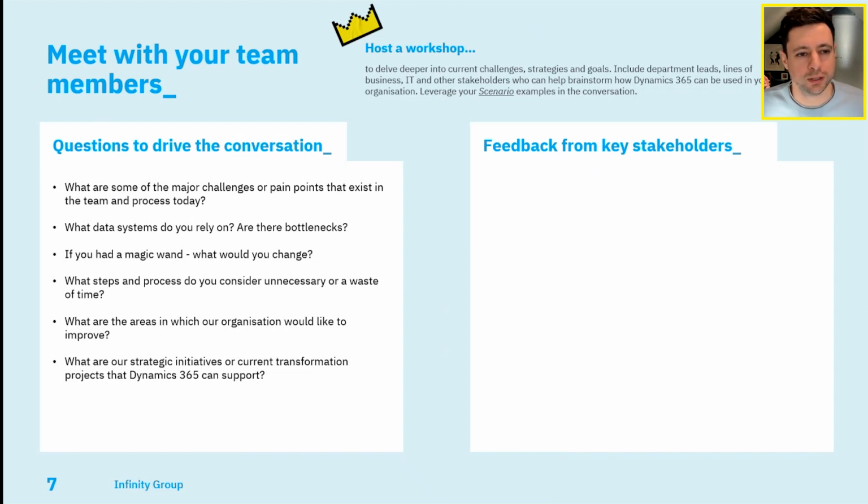The idea here is we have one workshop, doesn't have to be ridiculously long, but we get everyone together and we use some questions like we've got identified here to drive that conversation. So what are your major challenges and pain points? What data do you rely on? If you had a magic wand, what could you change? So lots of nice open questions that will elicit good feedback from those stakeholders, and we can capture all of that and then start to use that for our adoption planning.